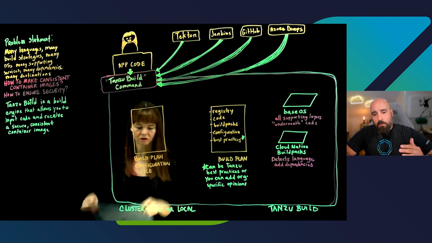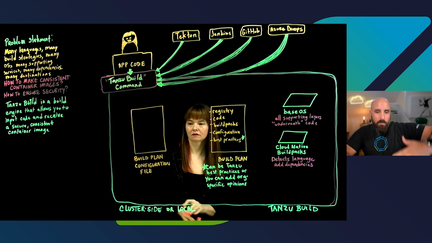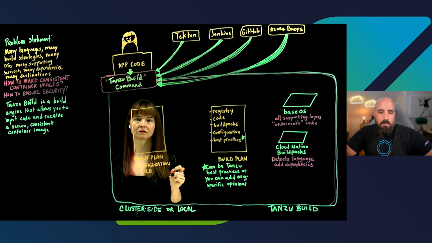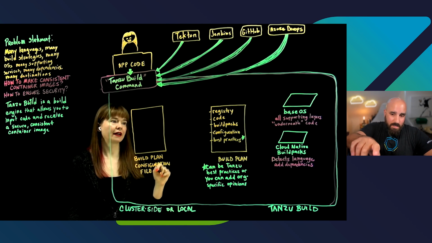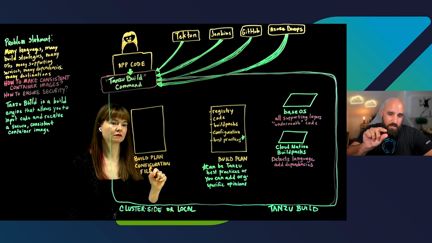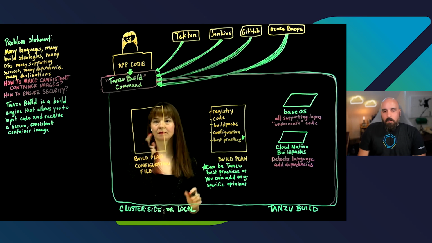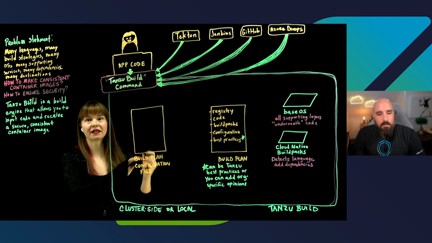That build plan configuration will have all the recipe of everything, like what's the registry, what's the code, what's the build packs. It's basically the same as the build plan, but that's the actual configuration file that will run. So it can be default or can be custom, yeah?